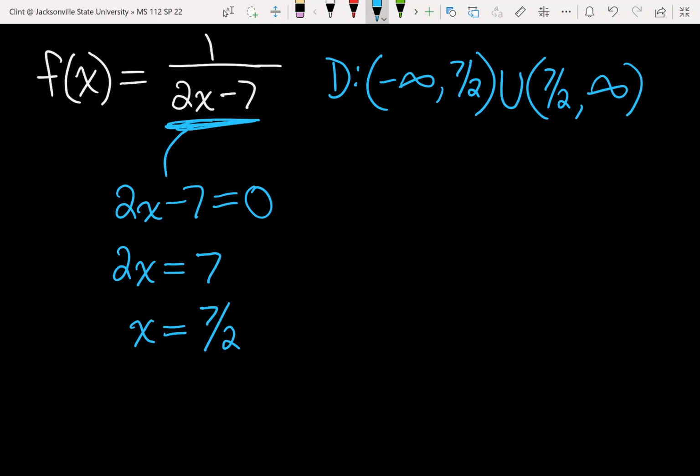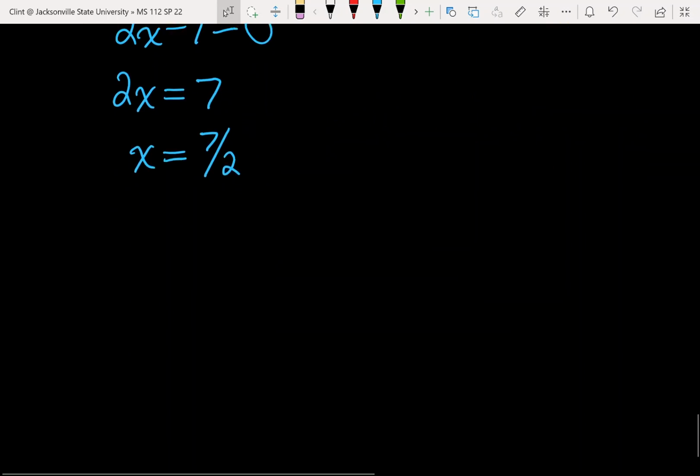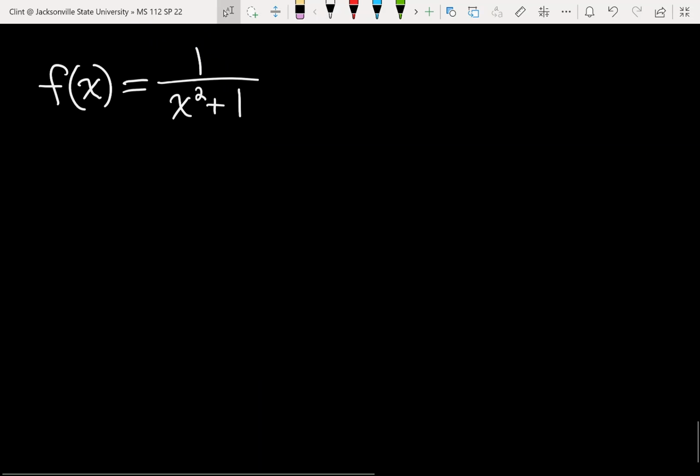Okay. Let me do one more. It's a little bit tricky. So this last one, just because you have a variable in the denominator doesn't necessarily mean that you've always got a number to leave out of the domain. So let's look at one where that's the case. Now, 1 over x squared plus 1.